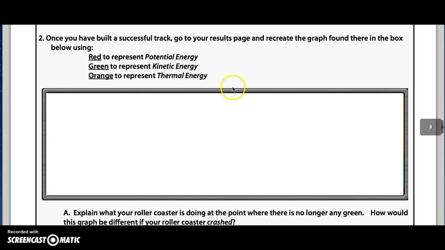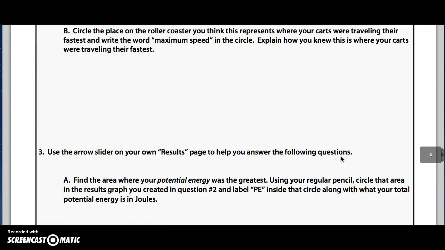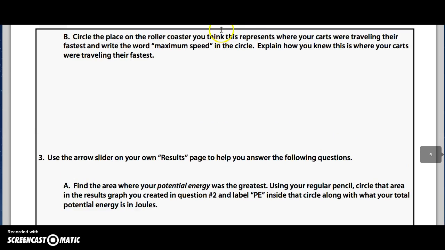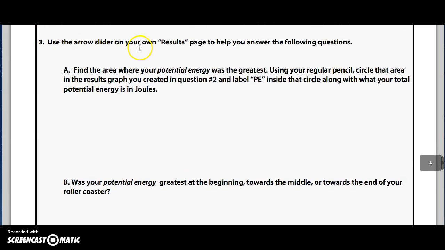On this picture, you're going to circle where you think your coaster was traveling its fastest. Do you think it was traveling its fastest up here, here, here, wherever you think it is? And then explain how you knew this is where your carts were traveling the fastest. So don't just circle, also explain. Number 3, use the arrow slider on your own results page to help you answer the following questions.